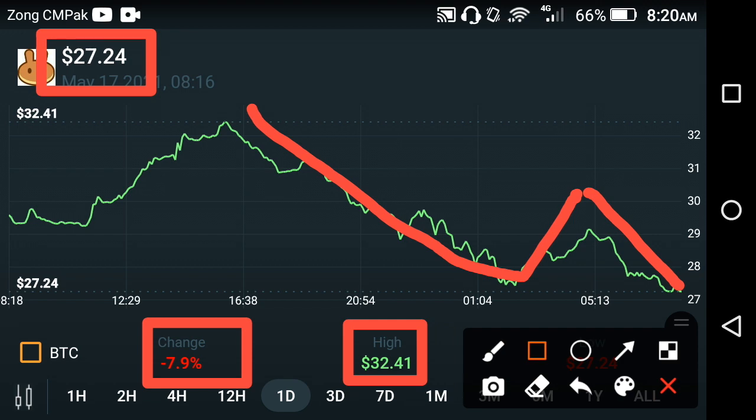My personal suggestion for all of my viewers and subscribers is that if you are a holder of CAKE, please hold it, don't sell it, because the price is negative and you will be at a loss if you sell. Don't sell it, hold it.